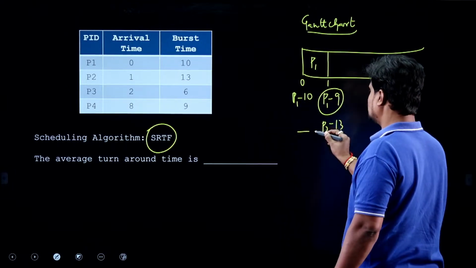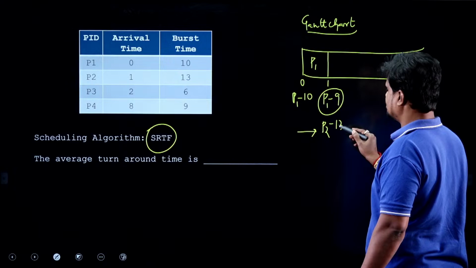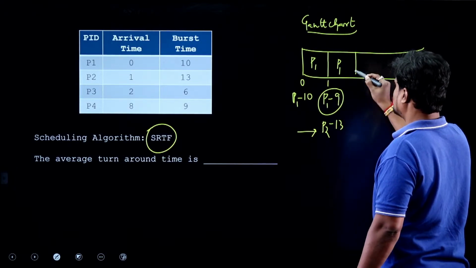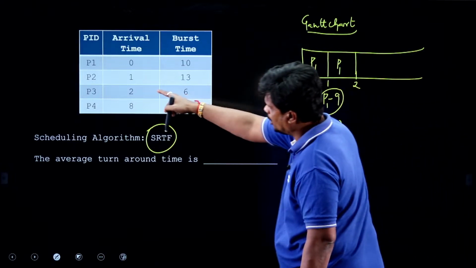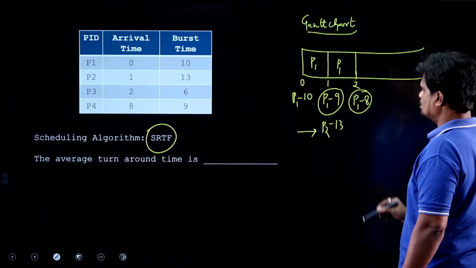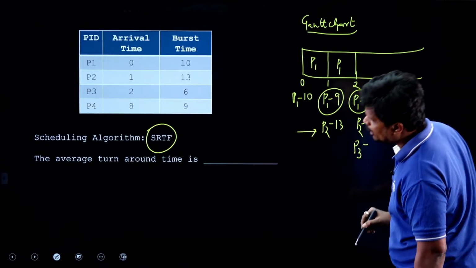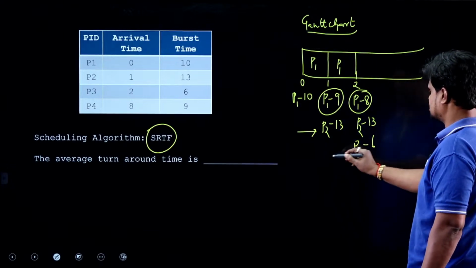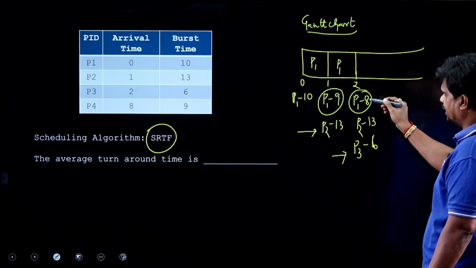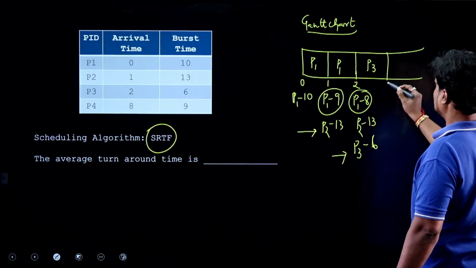So this is your newly arrived process, and this is the currently running process. The newly arrived process's burst time is higher than the currently running process, so no preemption; P1 will continue up to the next arrival. What is the next arrival? 2, right? By this moment, P1 is running with 8 remaining burst time, P2 is there with 13, and P3 has arrived at 2 with 6 burst time. Now the newly arrived process burst time 6 is less than the currently running process's 8, so preemption takes place, P3 is handed over, and it is going to be executed till 8.